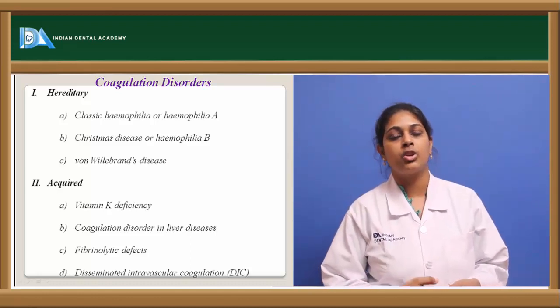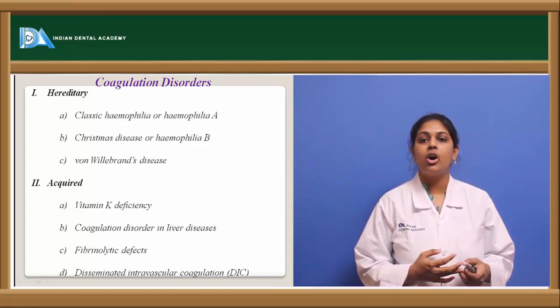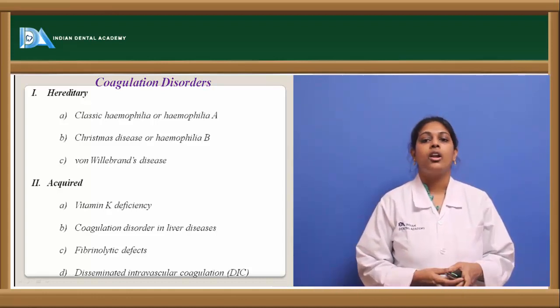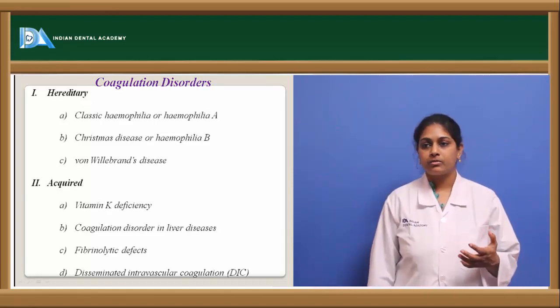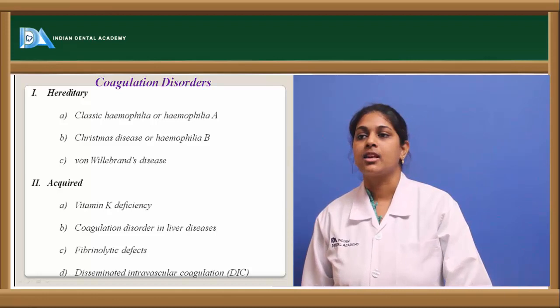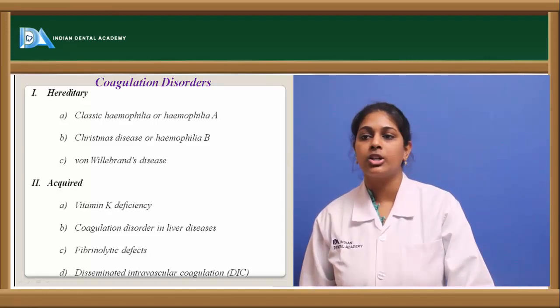Amongst the hereditary disorders, there is classic hemophilia, also known as hemophilia A. Next is Christmas disease, or hemophilia B. The other one is von Willebrand's disease. So these are certain hereditary coagulation disorders.